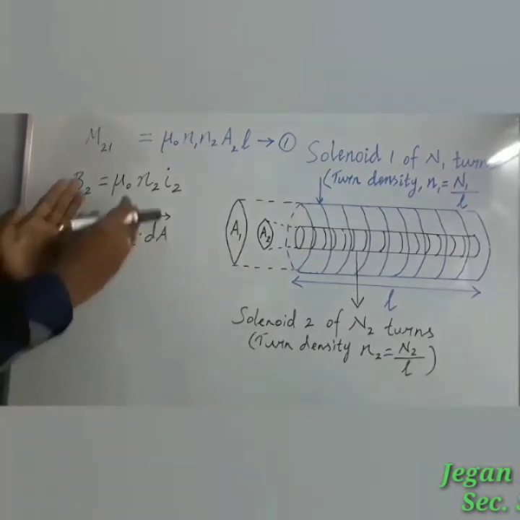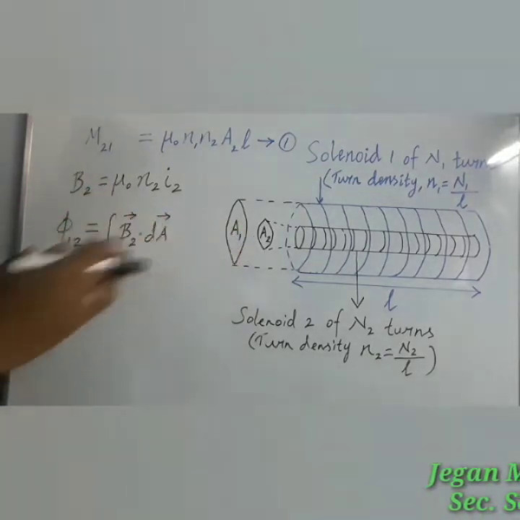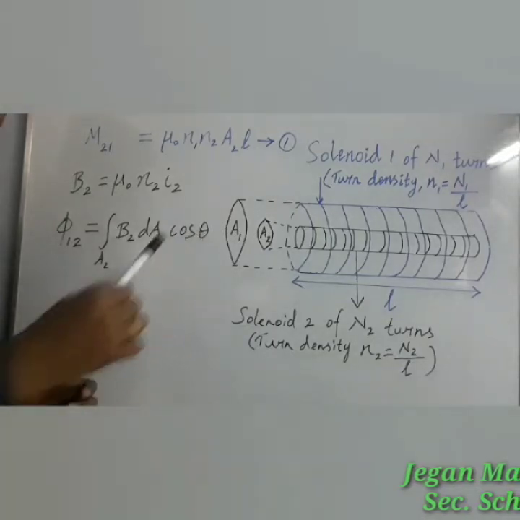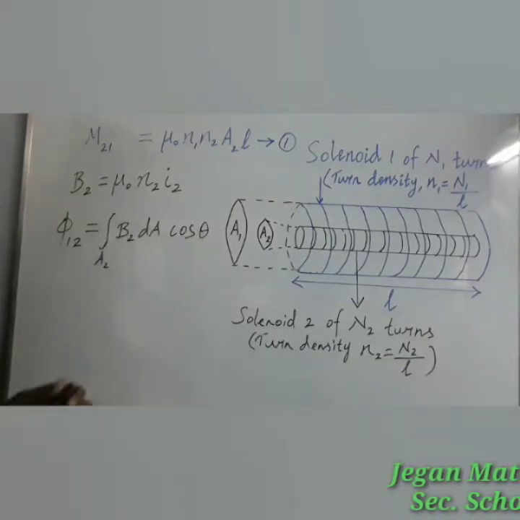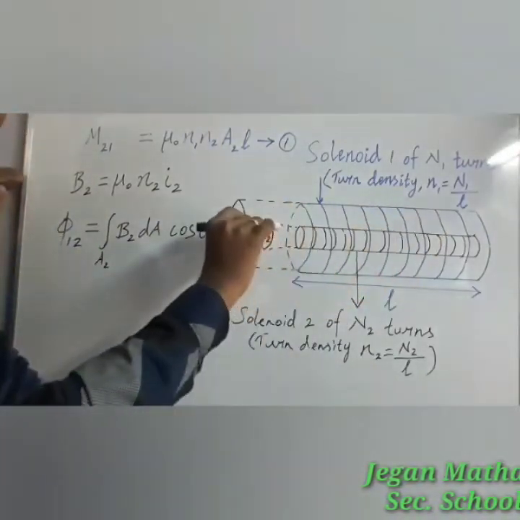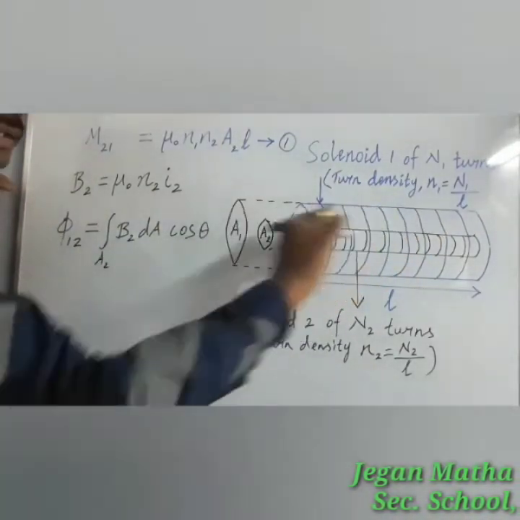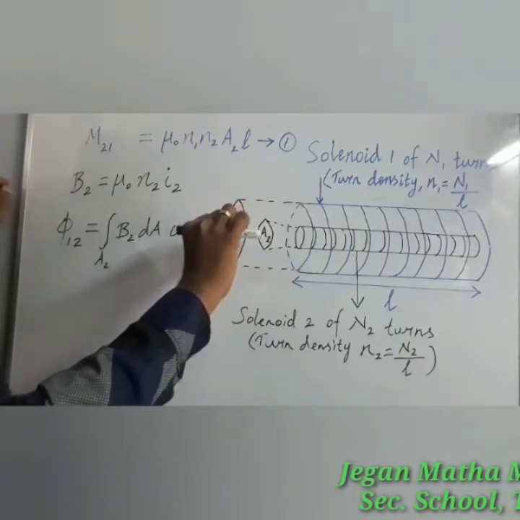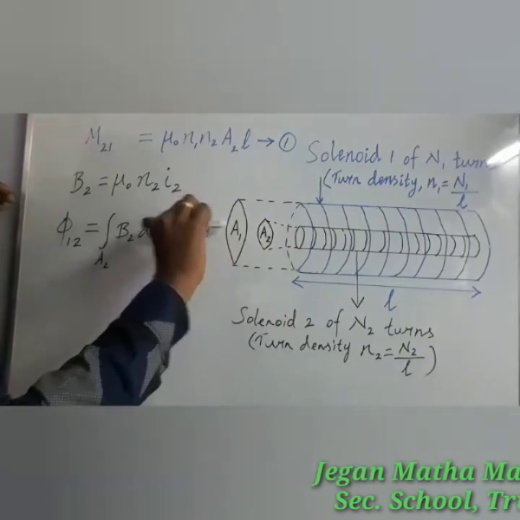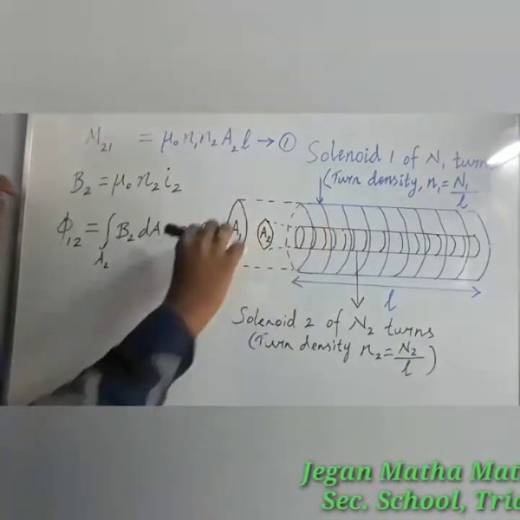So first you have to expand this dot product. So how can we expand that? Magnitude of B2, magnitude of dA and cos theta. Like the previous case, what is the angle between B2 and the area? So B2 passes horizontally, for example, in this direction. And what is the normal to the area A2? That is also in the same direction.